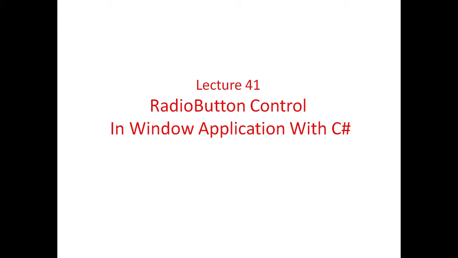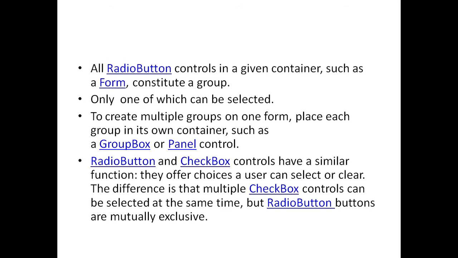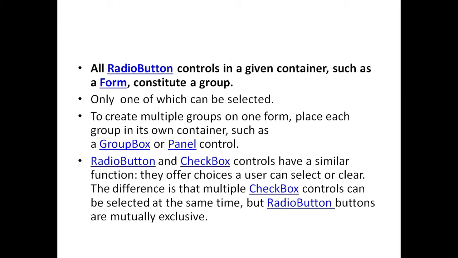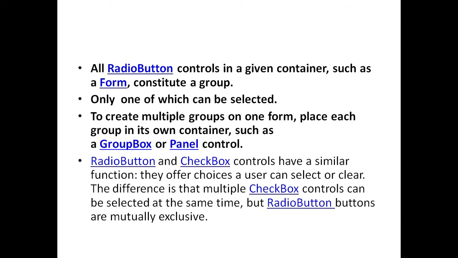Here we will see radio button control in Windows application. All radio button controls in a given container, such as form, constitute a single group, only one of which can be selected. To create multiple groups on one form, place each group in its own container, such as group box or panel control, which we will see in next lecture.